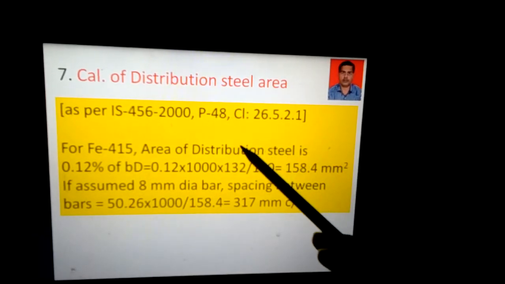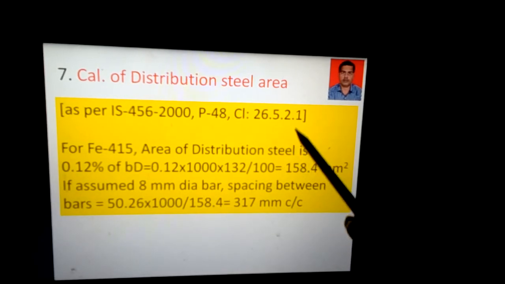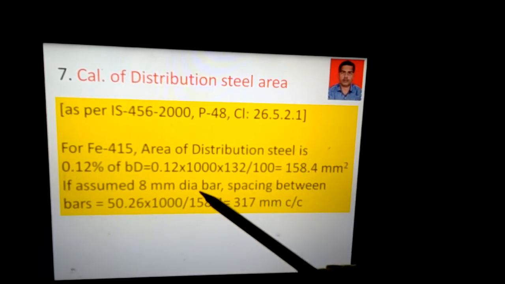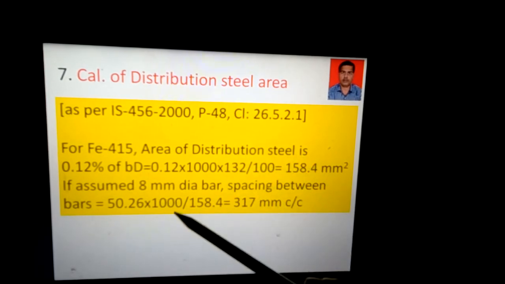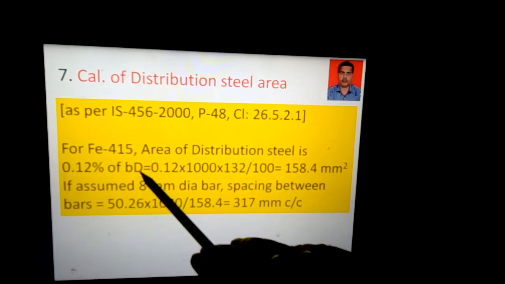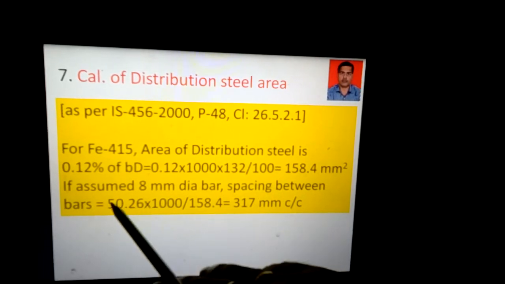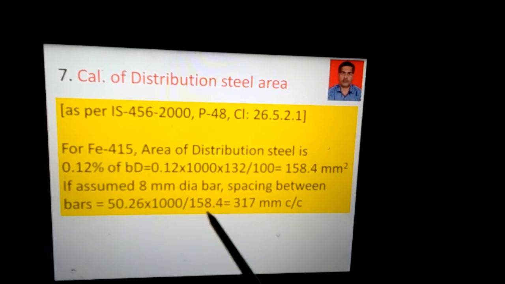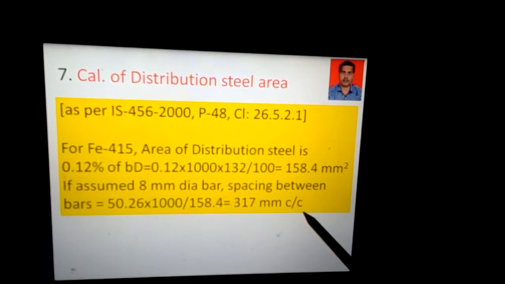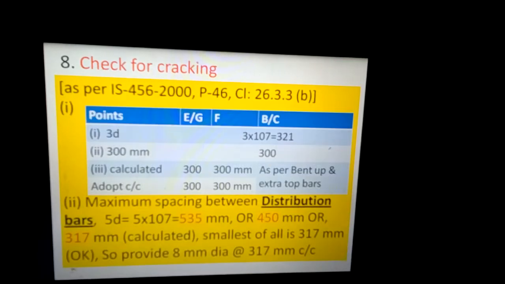So as per IS 456 2000 page 48 clause 26.5.2.1 for Fe 415 steel type, the area of distribution steel is again 0.12% of B times capital D. So this comes 158 millimeters square. So if assumed 8 mm diameter bars, spacing between bars is 50.26, that is one bar area, multiplied by 1000 by 158.4, this comes 317 millimeters center to center. So for distribution bar we will provide 8 mm diameter bar at the spacing of 317 millimeters center to center. So this is our distribution steel area and its spacing.